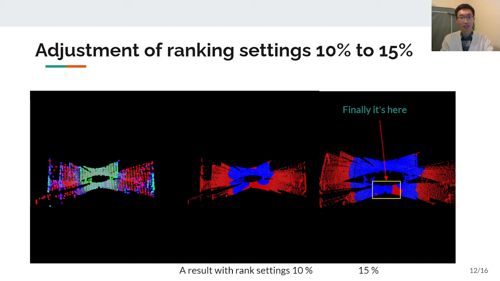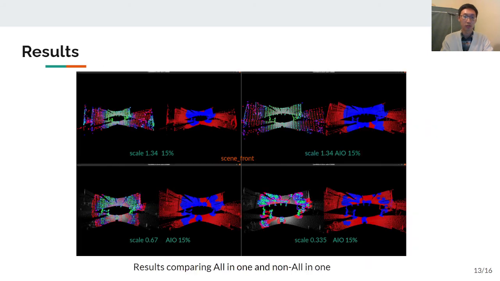After we adjusted the ranking threshold setting from 10% to 50%, this time the target object is kept in the counted area. In the upper part of this result, we can see that the result is still bad if only the threshold is adjusted to 50% without using the all-in-one dataset.